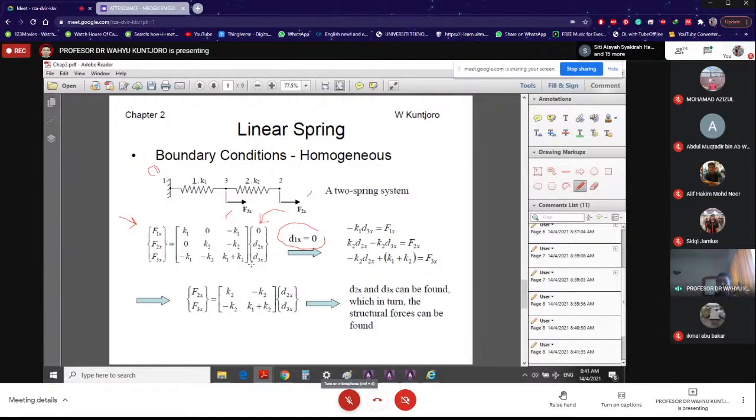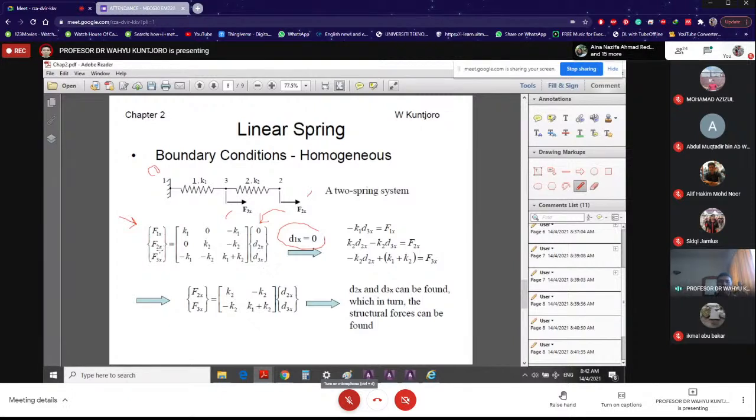D2x and D3x don't have to be 0. Those are the variables, the unknowns. In fact, D2x and D3x will be the ones that you want to find out. Displacement at node number 2 and displacement at node number 3.